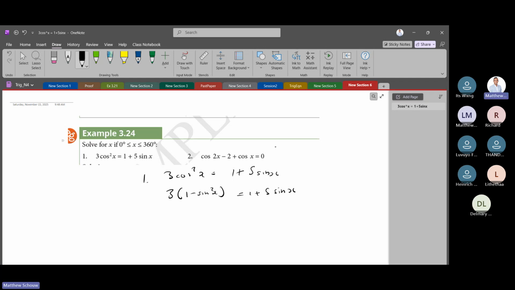And you can't date someone who doesn't know that. You need to reconsider the relationship. It's common knowledge. So that's 3 minus 3 sine squared x equals 1 plus 5 sine x.